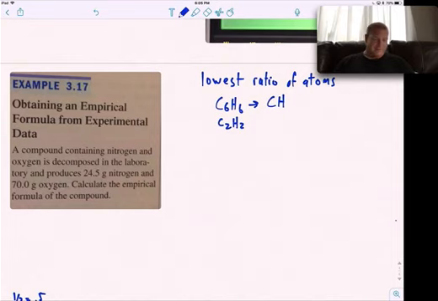Okay, so let's do this though. We produced 24.5 grams nitrogen. So we start here, 24.5 grams nitrogen. And we're going to figure out the moles. The grams don't mean much. Moles nitrogen to 14 grams nitrogen. And let's do oxygen, 70.0 grams oxygen, 1 mole oxygen per 16 grams.